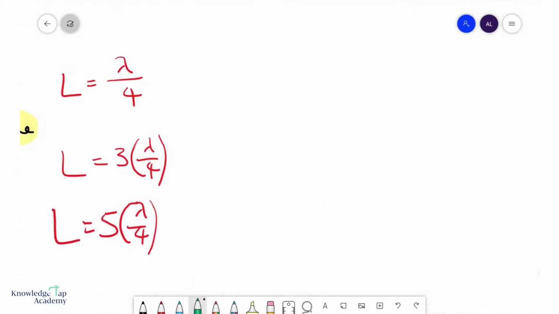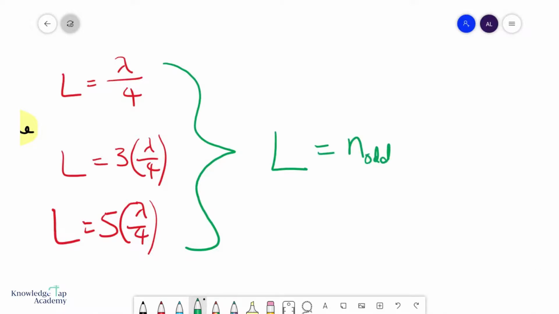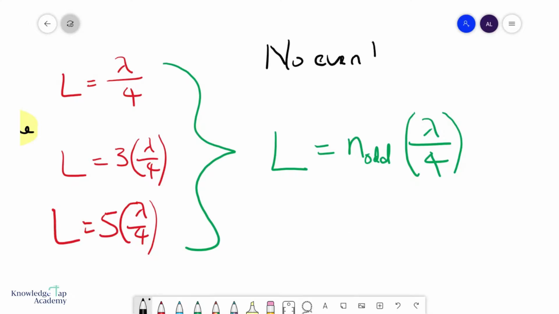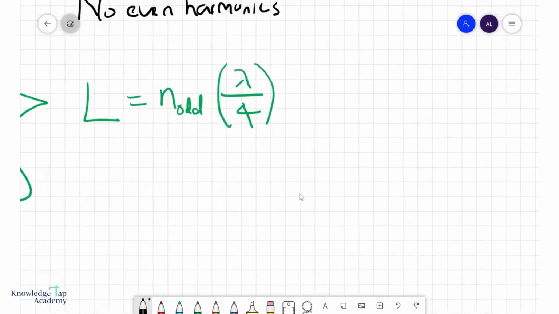And so what this amounts to ultimately is that to form a stationary wave in a closed pipe system, L has to be some odd multiple of a quarter wavelength. And there you go. Remember, it is very crucial to understand that there are no even harmonics in such a system. So you'll skip all the even harmonics and n must be odd, it cannot be even.